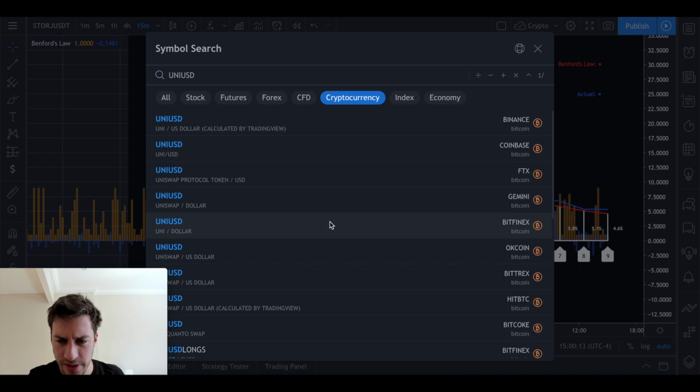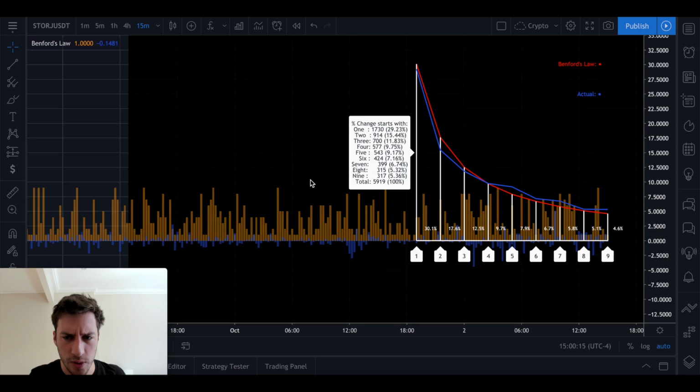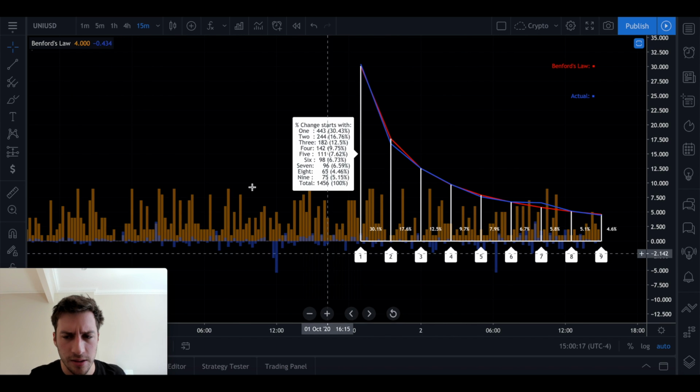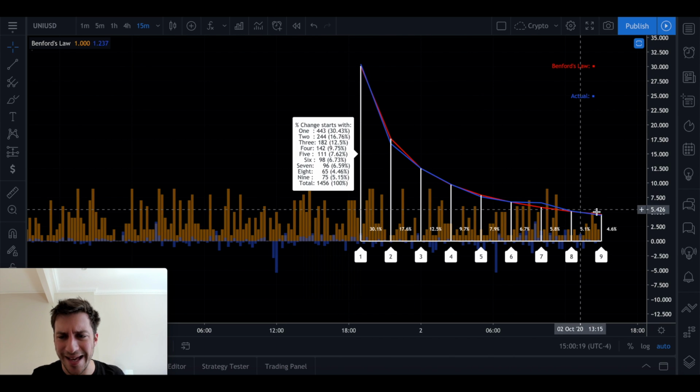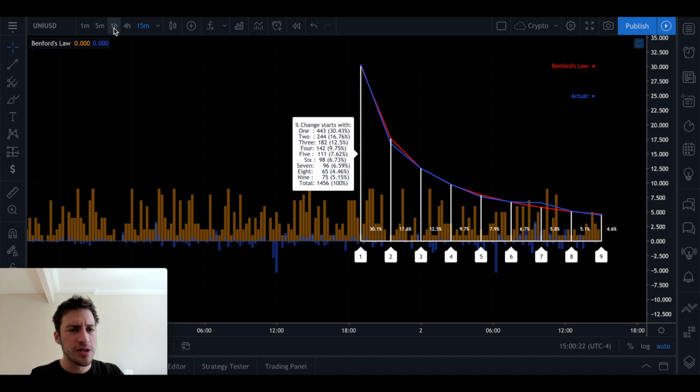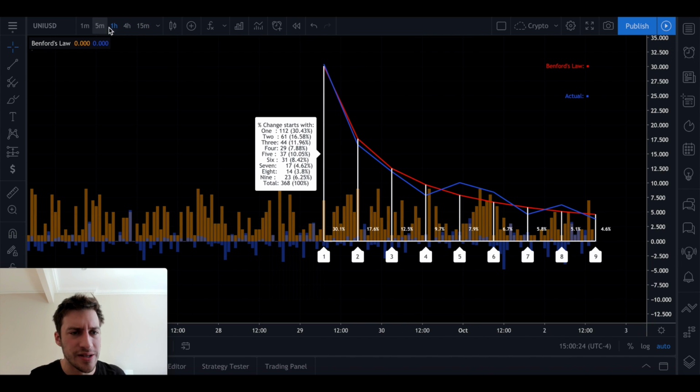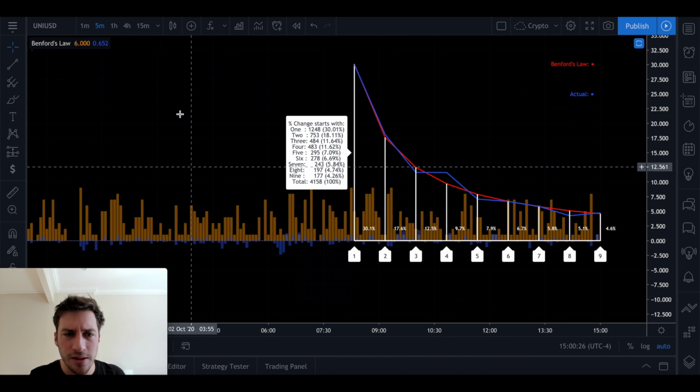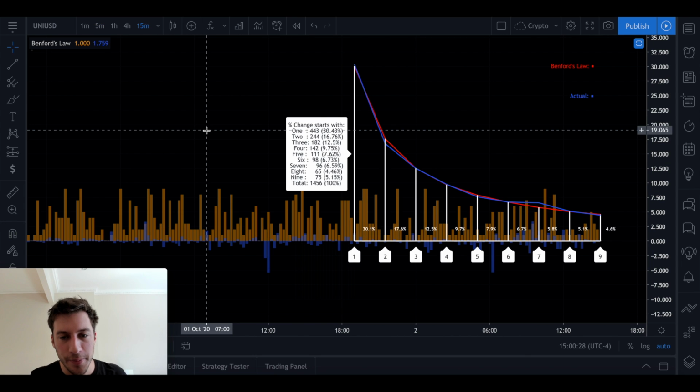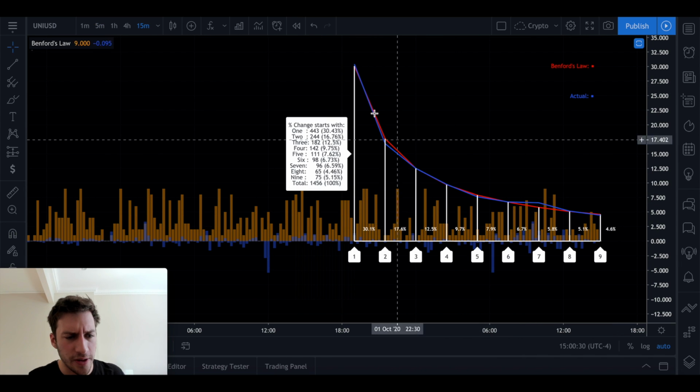Let's go to Uni USD. But I want one with a lot of data, of course. Let's go to the 15-minute. Not that much data, but look at that. Even with 1456 candles, it's... yeah, okay, there it's kind of ugly. But if you look at the 15-minute, it's near perfect following Benford's law.